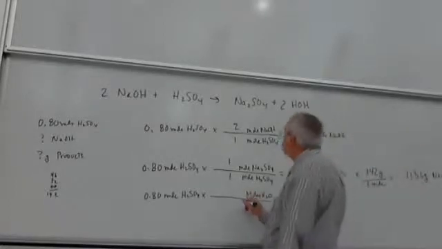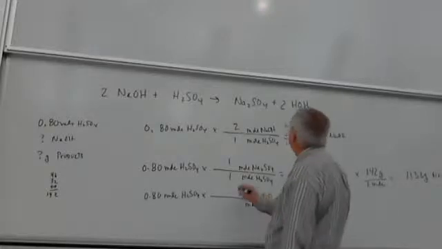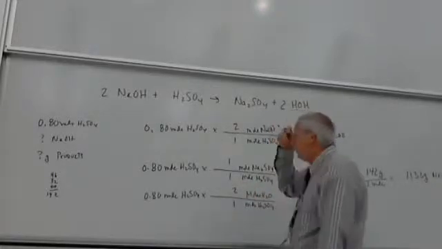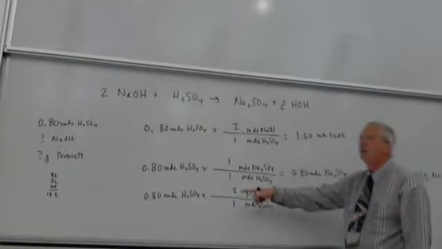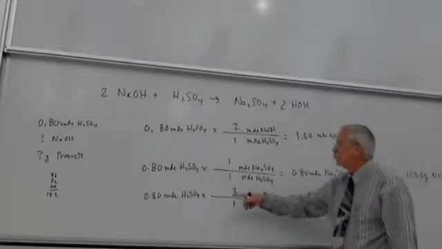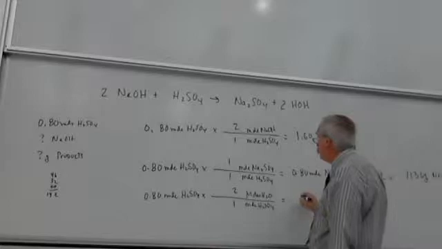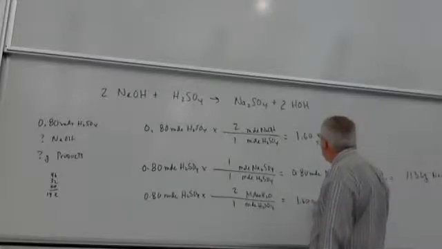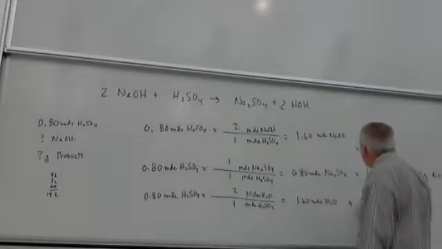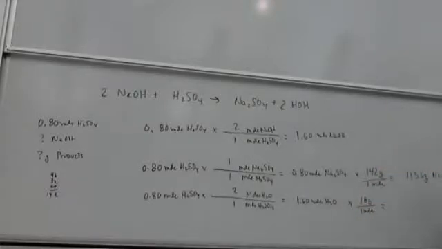So if I use the H2SO4, I have moles of H2SO4. The ratio here is 2 to 1. Now if I use the NaOH, the ratio would be 2 to 2. But you'll notice that the starting value would be different. Gotcha, okay. So I'm going to get the same answer here of 1.60 moles of water, and water is 18 grams for 1 mole, so 28 grams of water.